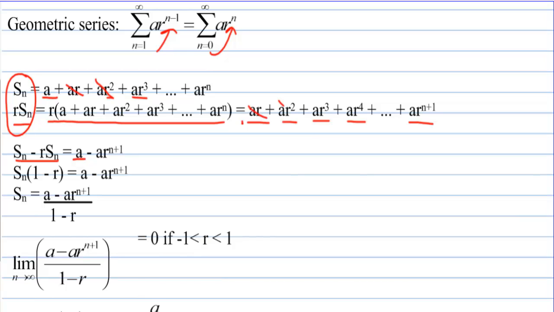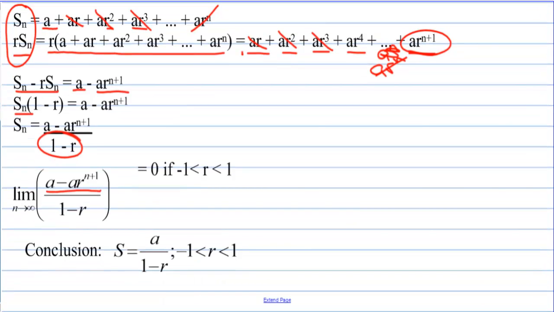Ar squared goes away. All these go away, and right before this one there's going to be an ar to the n that will cancel out, and you'll get minus this one right here. That's that. On the left side, we can factor out an s sub n and then divide by 1 minus r. Let's look at a minus ar to the n plus 1.